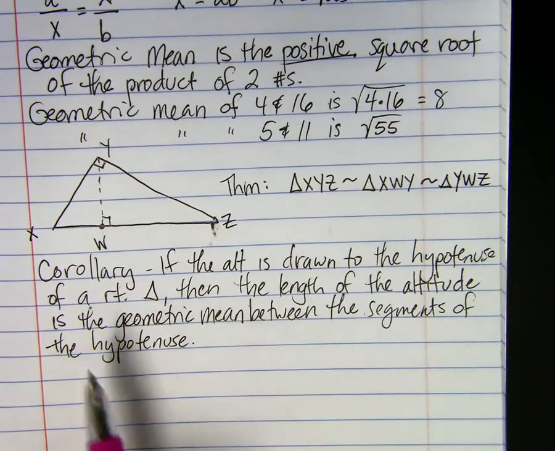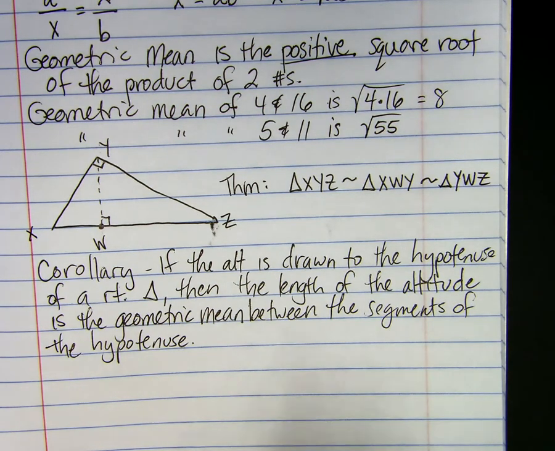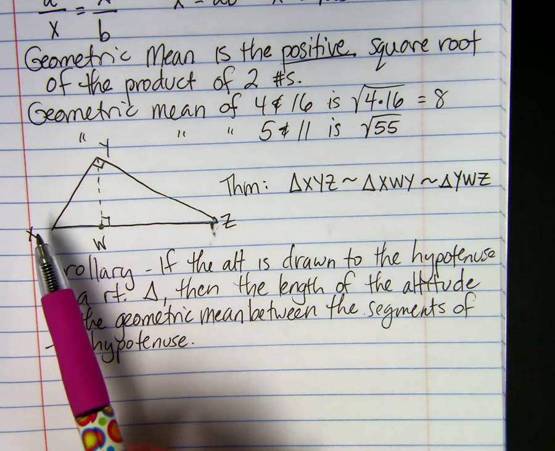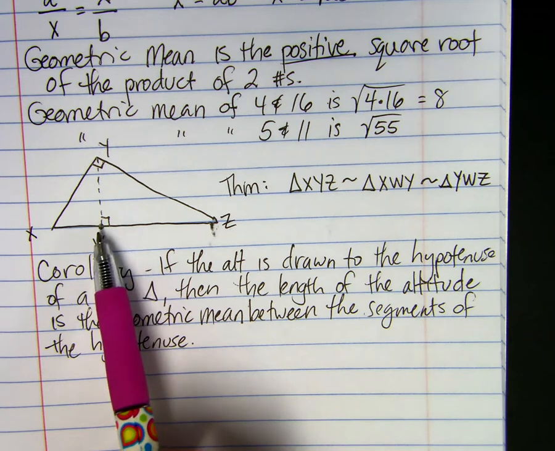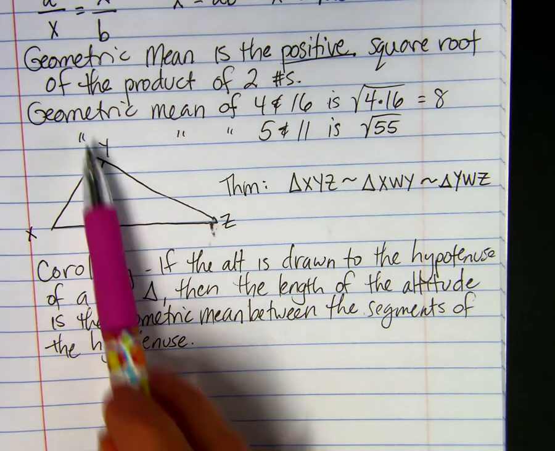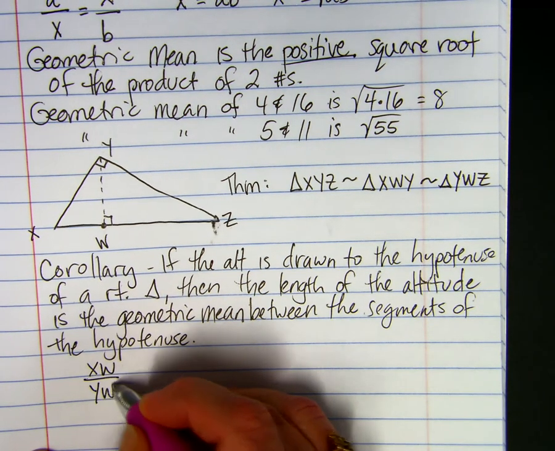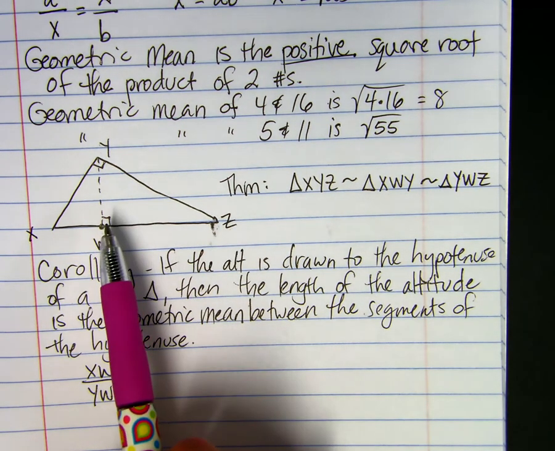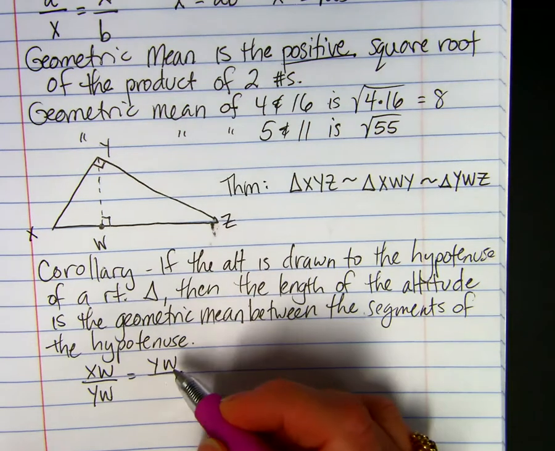So I'm going to show the example using this figure and why it works. If you were to write the proportion between these two triangles, you would have XW to YW. Notice I do short leg to long leg. So I have XW to YW. That's going to equal, and then if I look at this triangle, I do the short leg to the long leg, so YW to WZ.